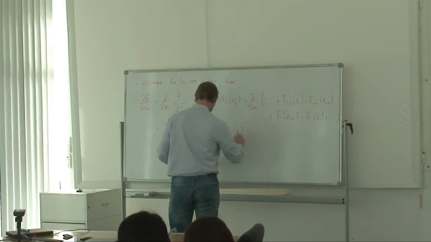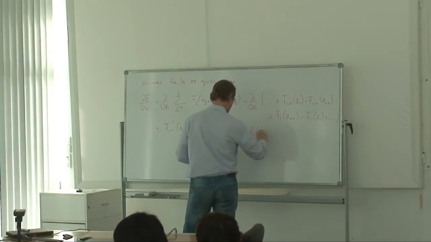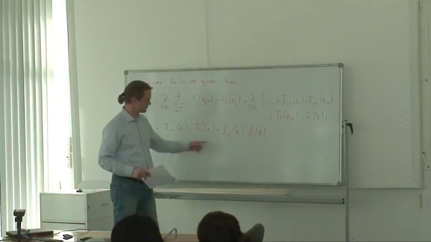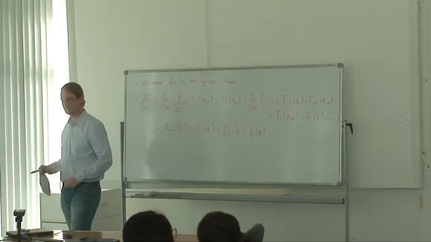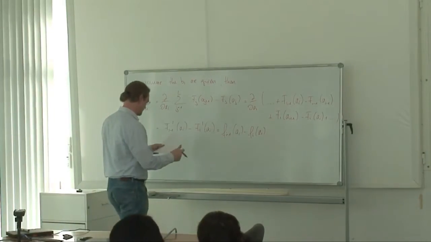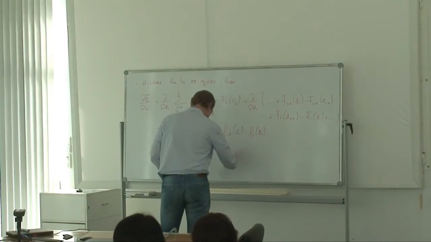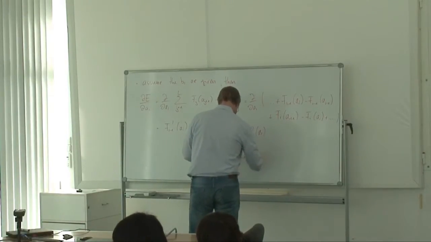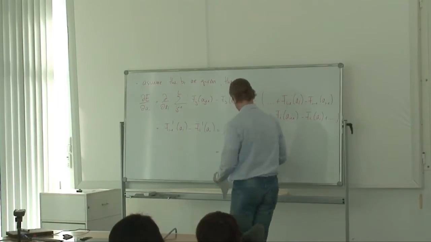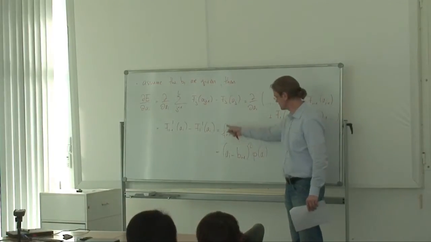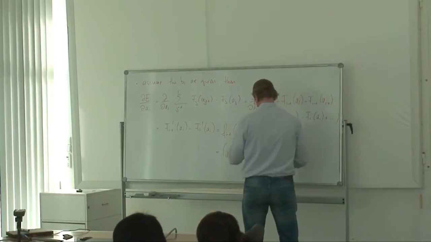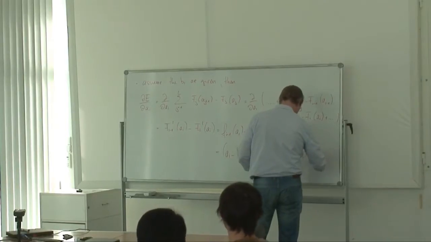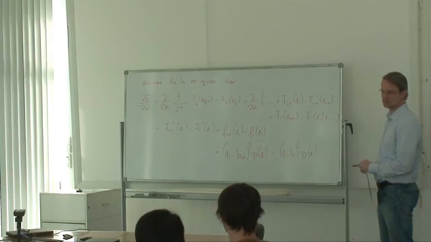Fi minus 1 at ai minus lowercase fi at ai. No big deal here. And now I will back substitute everything which we defined to be fi. That is to say, here we have ai minus bi minus 1 squared times p of ai, and this guy is ai minus bi squared times p of ai. All right, no big deal.